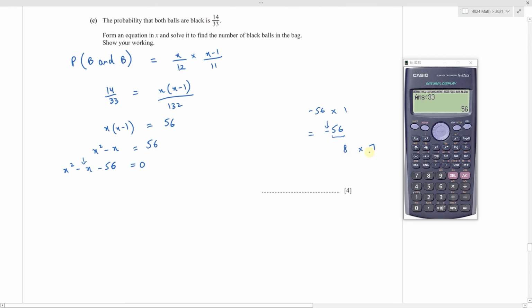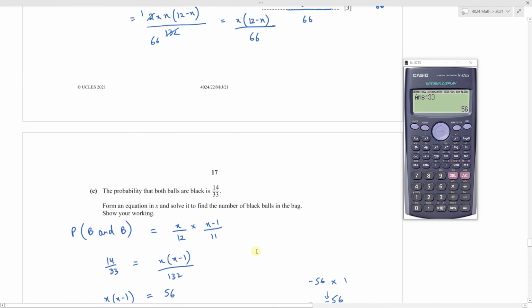minus 7 is 1. So since this is negative 1, I will have x square minus 8x plus 7x, which gives me minus x. And then minus 56 equals 0. So x into x minus 8 plus 7 into x minus 8 as well equals 0. x minus 8 times x plus 7 equals 0. So this gives you x equals 8 or x equals minus 7.